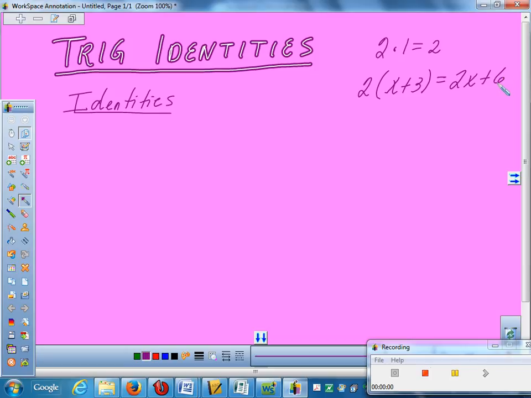Okay. So that's an identity. Because no matter what number I put in for x, it's going to be true. It's going to be equal. If I put 2 in for x, they're equal. If I put 50,000 in for x, they're equal. In our case with trig identities, it's true for any angle you could put in it. Any angle measure, they would always be true.